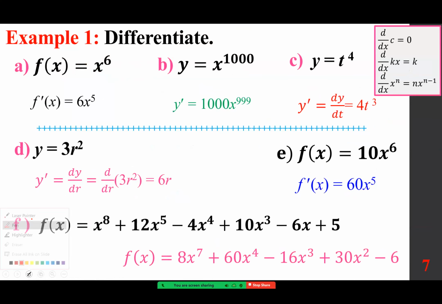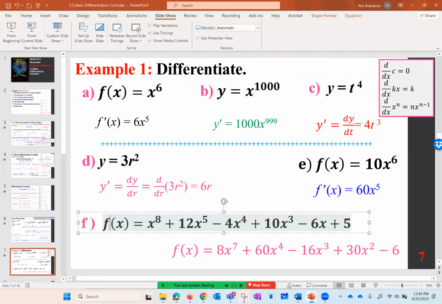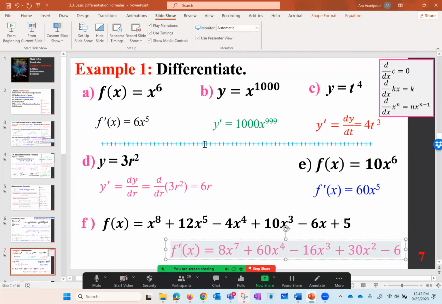So I wanted to make that change. So this is f of x. And this one is f prime of x.